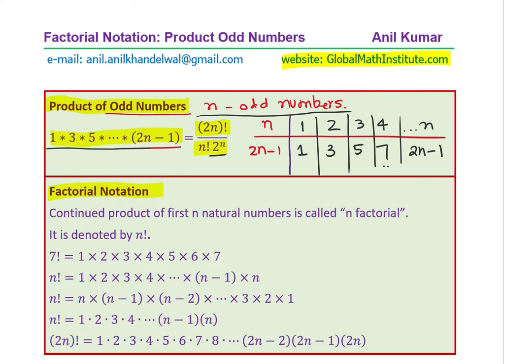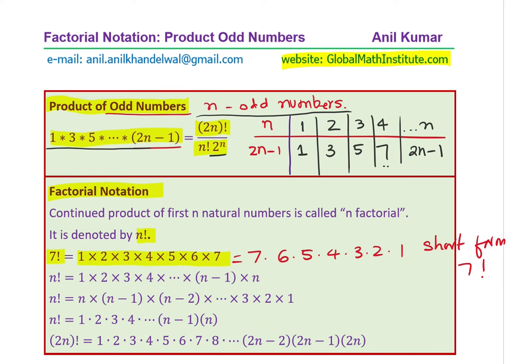Factorial is actually a continued product of the first n natural numbers. That is what is called n factorial, and it is denoted by n followed by an exclamation sign. That is how we write factorial notation. For example, 7 factorial is 1 times 2 times 3 times 4 times 5 times 6 times 7. Or you could also write this as 7 times 6 times 5 times 4 times 3 times 2 times 1. Either way, in the short form it is written as 7 factorial. So it is a convenient way of writing factorial notation.